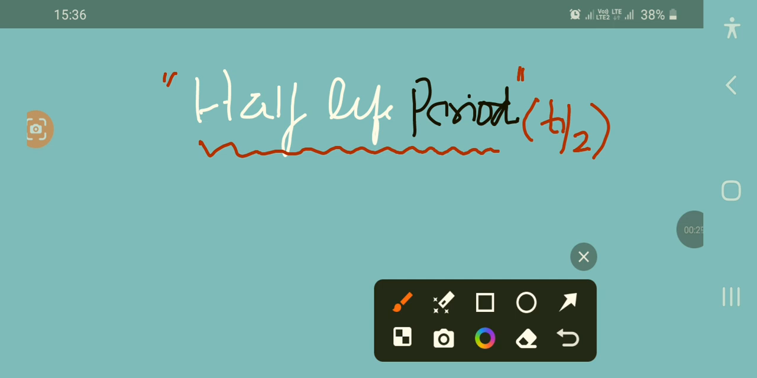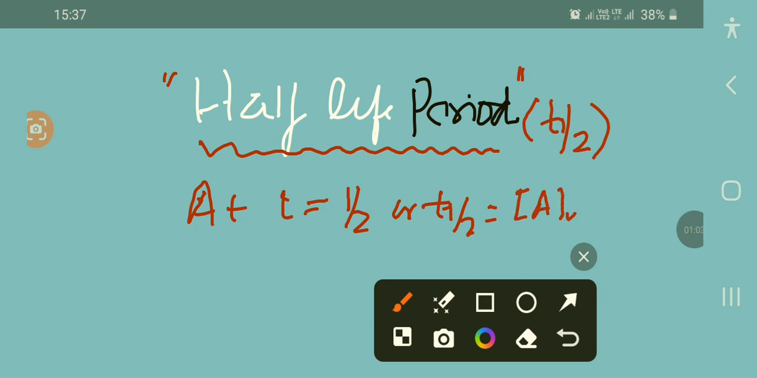जितने समय में फाइनल कंसंट्रेशन इनिशियल का हाफ हो जाए, दैट इज कॉल्ड हाफ लाइफ पीरियड, and it is represented by T1/2, that is half. And at T half, when time is half, or it can be written like this: T half, then T half equal to A naught by 2.